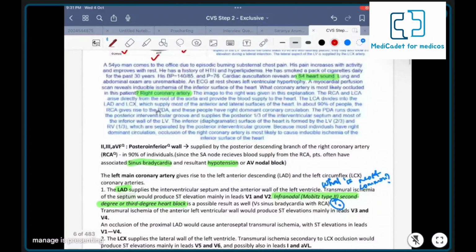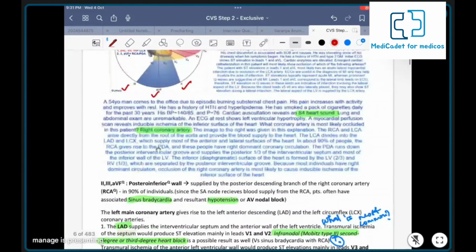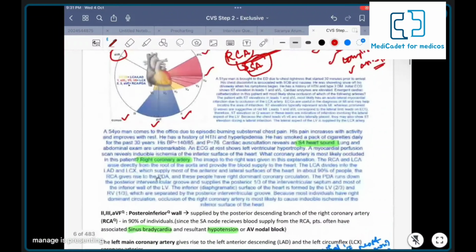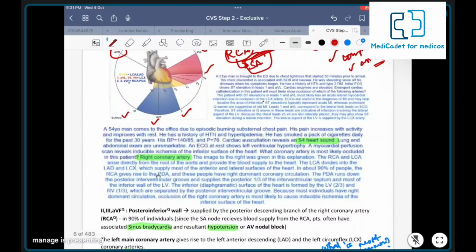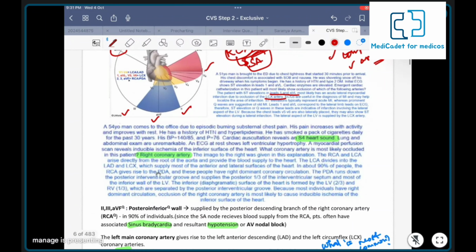Let me check if I missed something. Yeah, here there is one more thing. So in this question, it's all the same question. Here they mentioned occlusion of the circumflex artery. So they have leads, I think, yeah, one second. Yeah, so they have leads 1 to AVL, which were affected. So it is obviously circumflex artery. There's nothing new in this question.